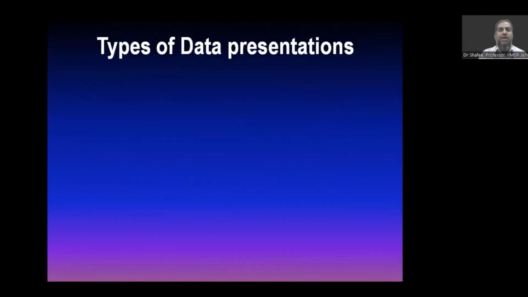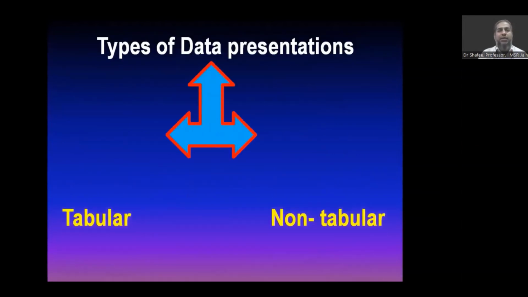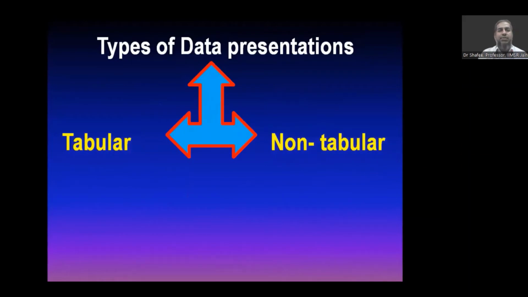Now coming to the types of data presentation. So there are two forms. One is tabular form and second is non-tabular form. Tabular form means we prepare a table and present the data.